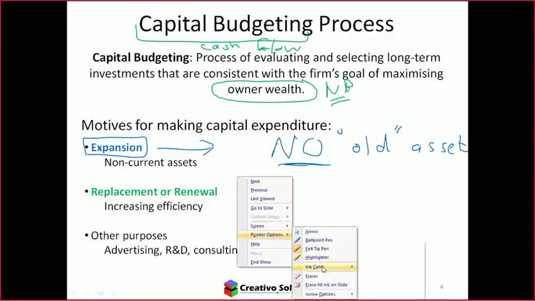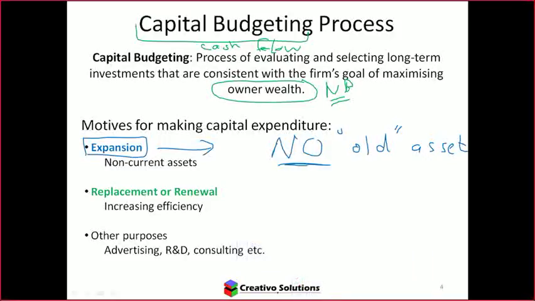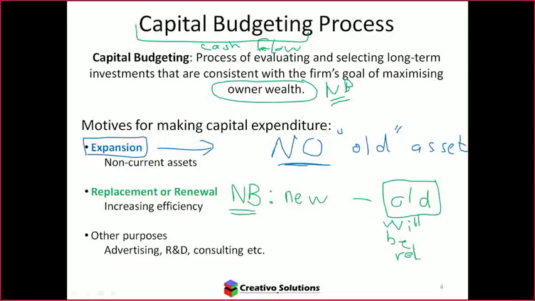If you have a renewal, do you need to look at the old? Yes, you do. So then it's new minus old, and the old will be relevant. Make sense? Got that, guys?